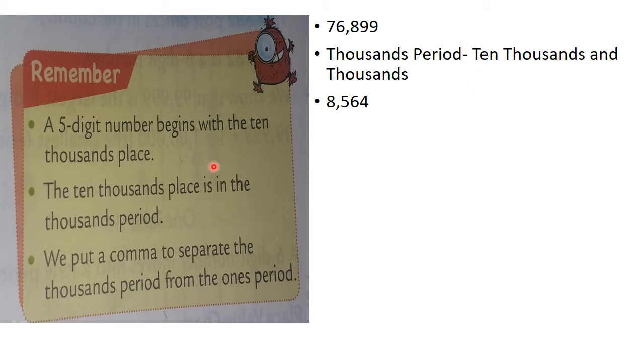Now, we put a comma to separate the thousands period from the 1's period. Here I have taken another example so that this line will be clear to you. Here 8 is at thousands place, that means it will be in the thousands period. To separate the thousands period from the 1's period, in which we include 1's, 10's and 100's place values, see, I have put a comma over here. So I hope that all these points are absolutely clear to you all.